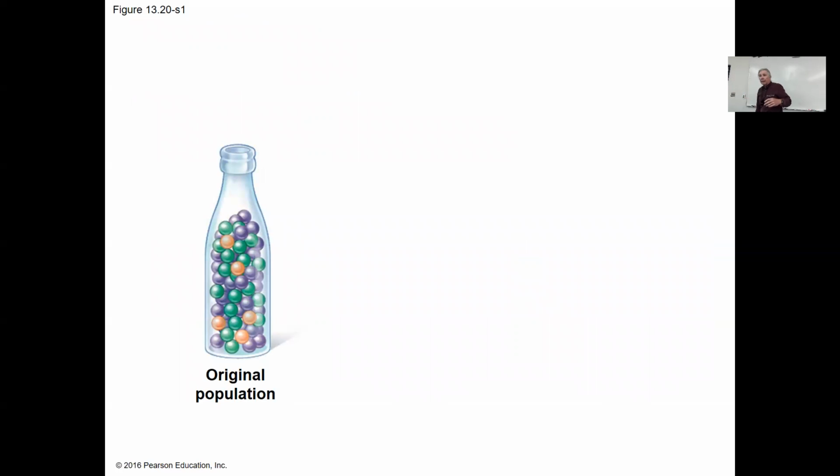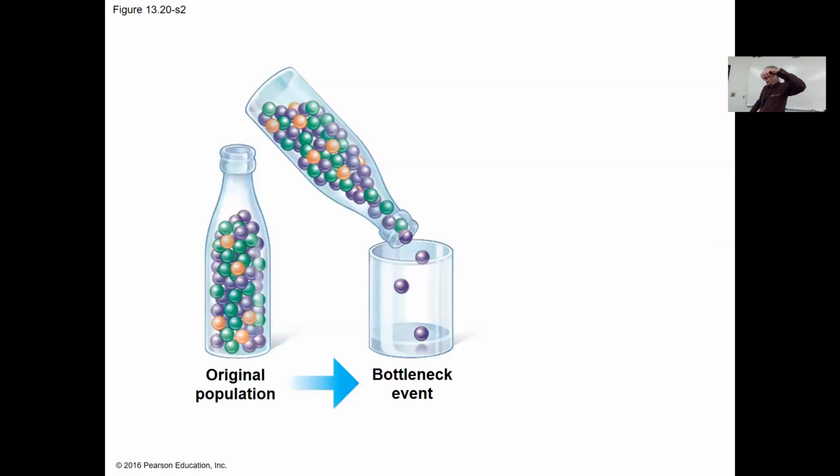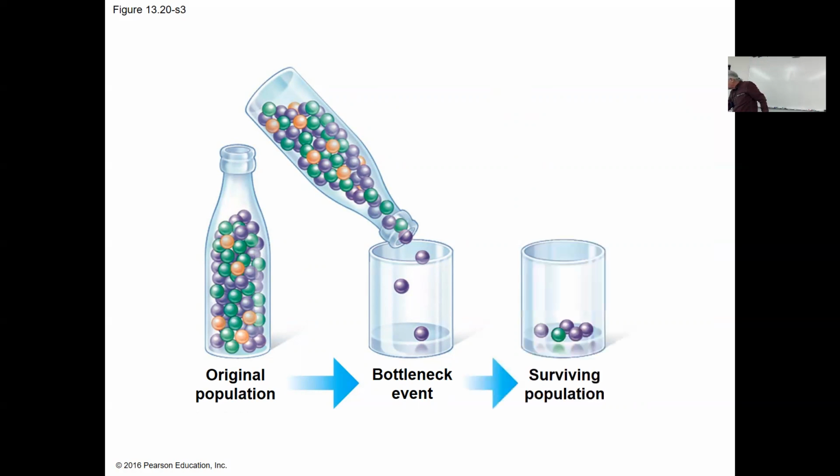And it's simulated by this. You have a bottle full of beads. You shake out the beads for a few seconds into a glass, and then the surviving population is there. And so the orange allele has been eliminated from the population just because of some catastrophic event that really reduced the size of the population. And now there's less genetic variability.